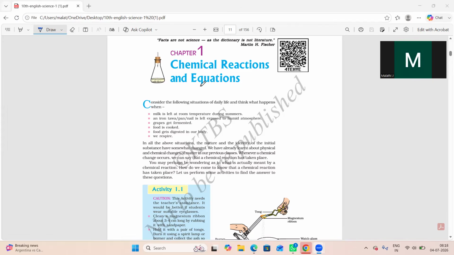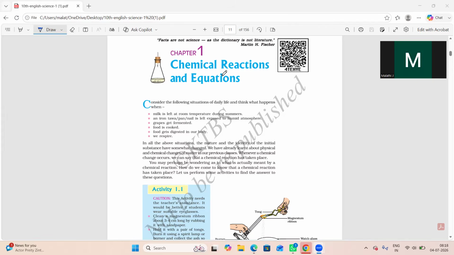Then types of chemical reactions for your board exam. Major questions will come from these types of chemical reactions. Here you will study four types of chemical reactions under this section. Then oxidation, reduction and redox reactions, and a simple topic, corrosion. So let us start.